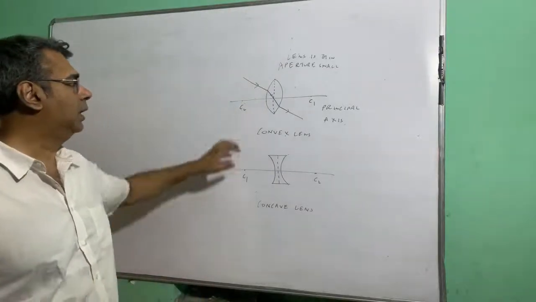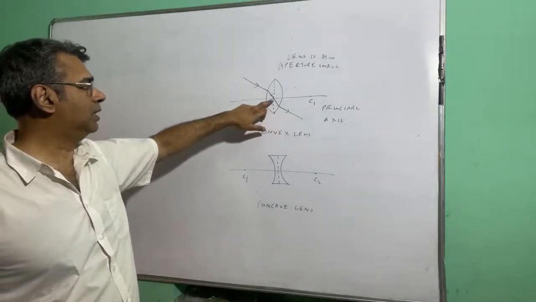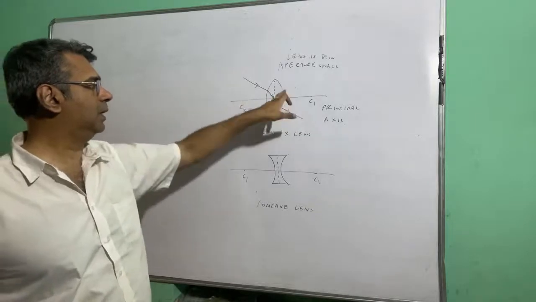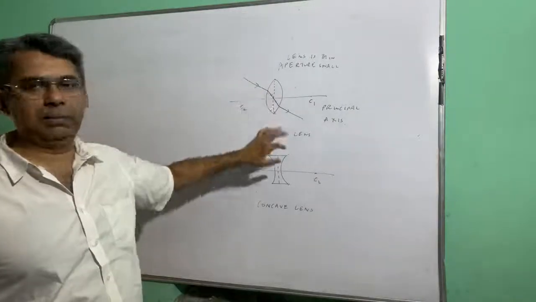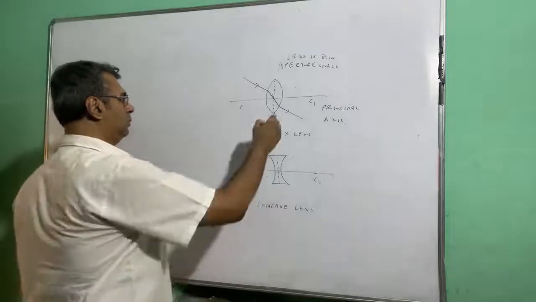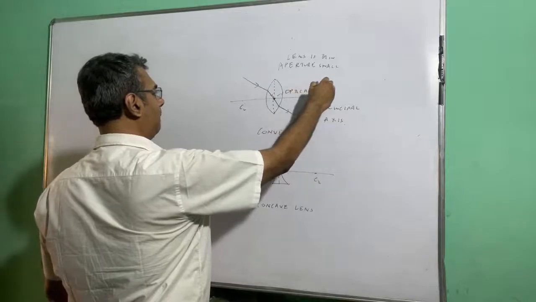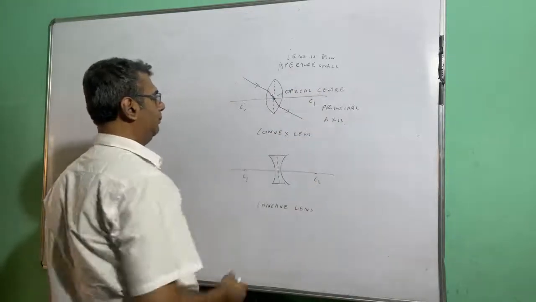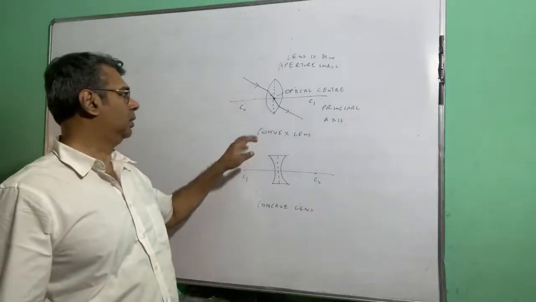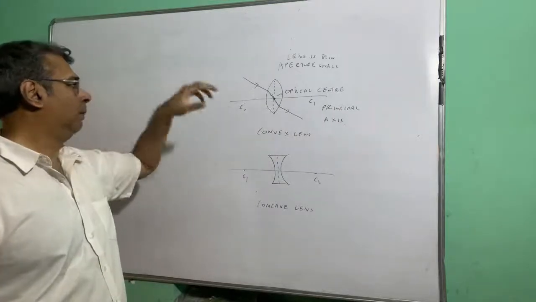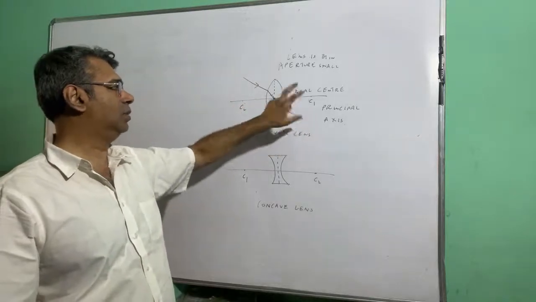Now interestingly, the way I have drawn the ray, it seems that it is crossing the point of intersection of the principal axis and the line joining the top and bottom of the lens. This point has got a name: it is called the optical center, right? So this is C1, this is C2, and the line joining the top and bottom of the lens will cut the line joining C1, C2 at the optical center.